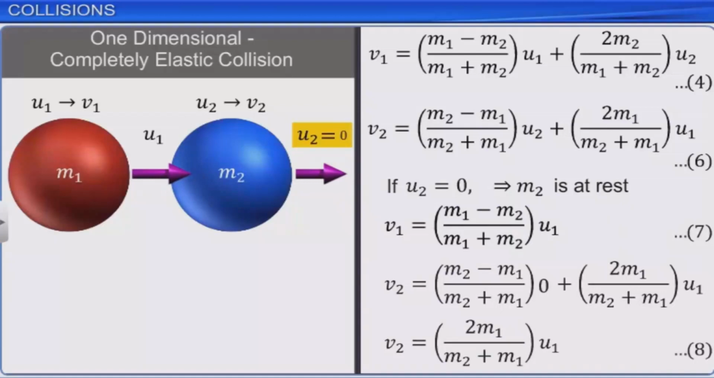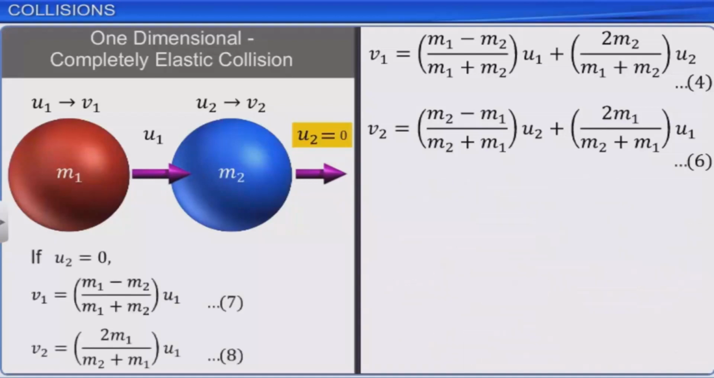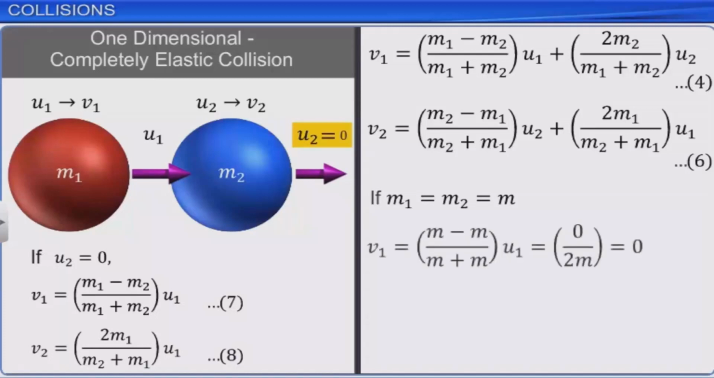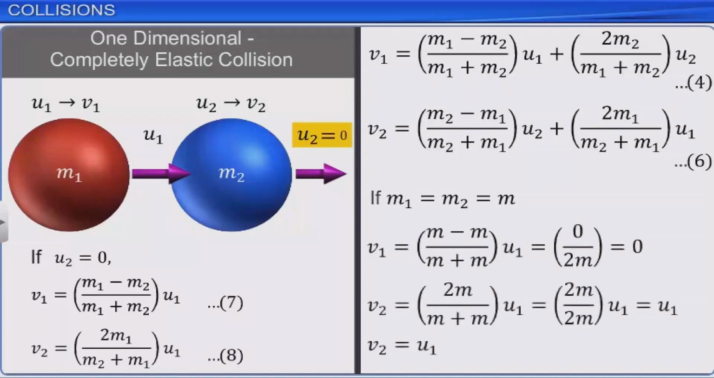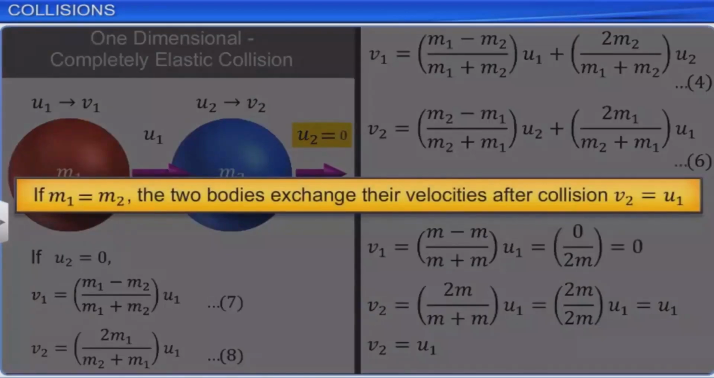Moreover, in this case, if m1 is equal to m2, say equal to m, then we get v1 equal to 0 and also v2 equal to u1. Thus, we see that the two bodies exchange their velocities after the collision.